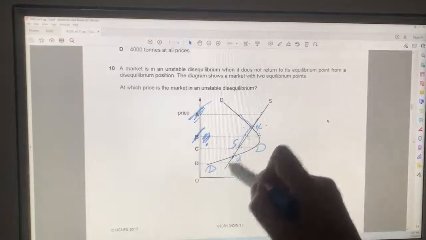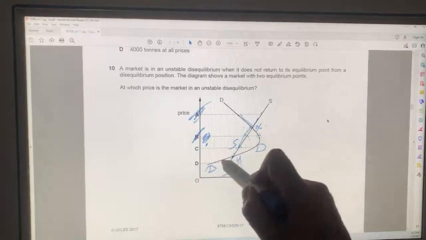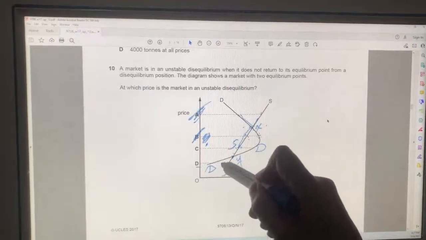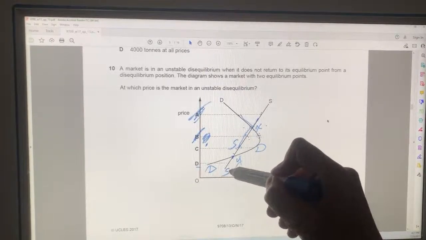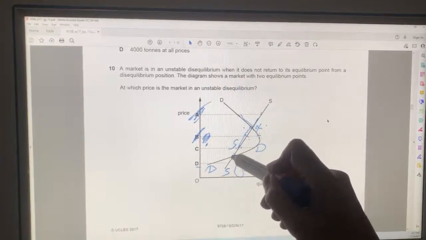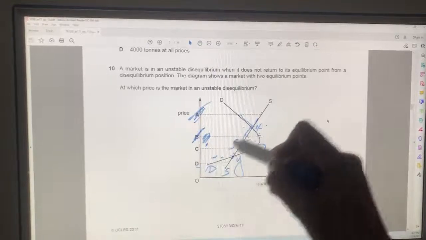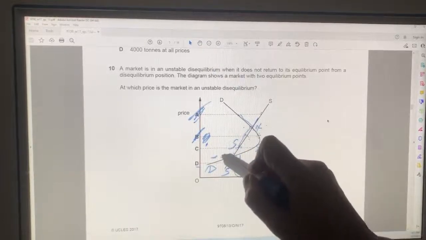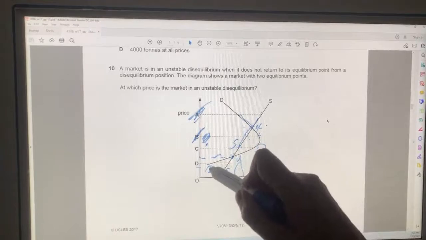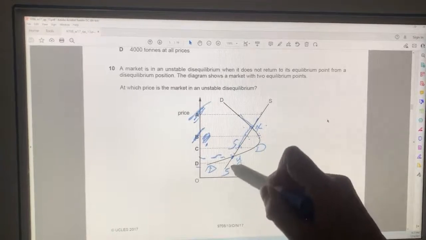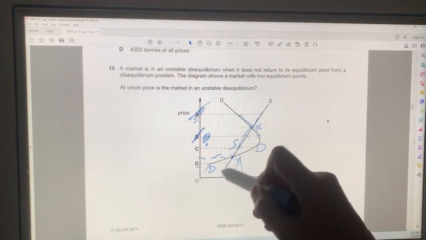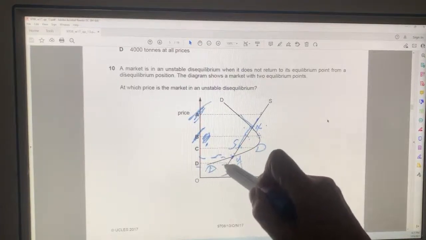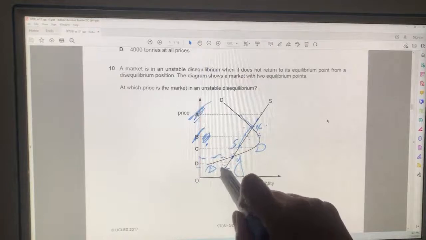But D is a classic. Here's demand and supply. D is a classic unstable disequilibrium. At a price less than equilibrium Y, X is pretty far away. At equilibrium Y, demand is less than supply. So when the producers lower their price, they have a surplus, right? Which is unusual. There should be a shortage.